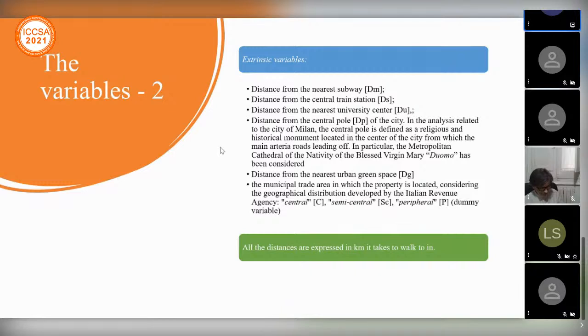Then the distance from the nearest urban green space, not the smallest, we don't consider the smallest ones, we consider the park or the structured garden. And then, as before, the municipal trade area in which the property is located. And we have central, semi-central, and peripheral.